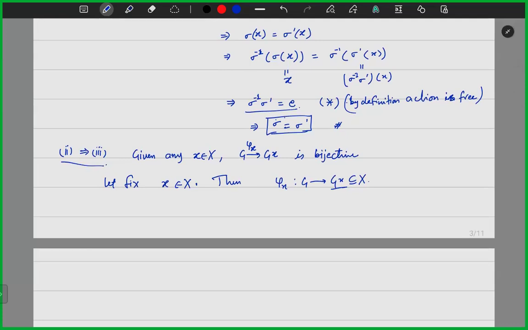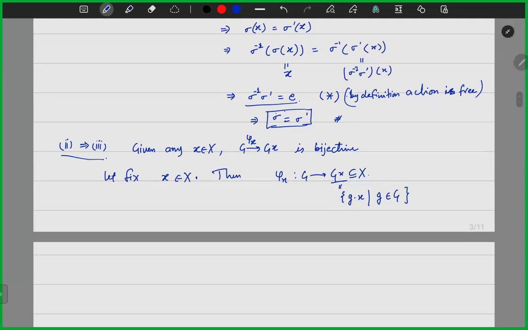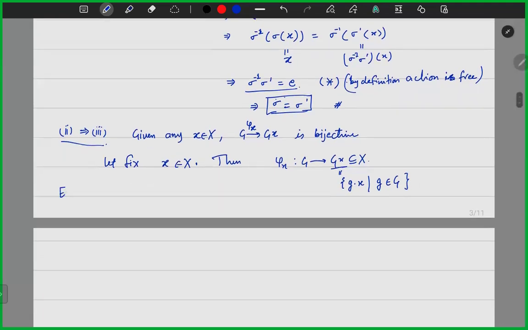But anyway, we will show this because by default the orbit is defined like g into x, where g is varying inside capital A. Okay, this is a subset of X. Good. This map was injective. Now we want to show only surjective. Injective is anyway true, right?